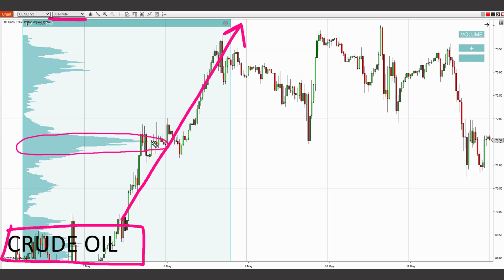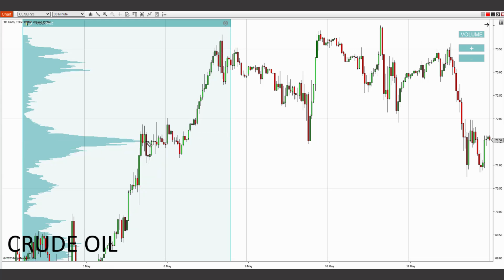Again, what you do is you draw a line from that heavy volume zone. You can do it from the beginning of that heavy volume zone. That's actually what I prefer. Or you can do it from the heaviest peak in that heavy volume zone, like here. Wait for the pullback and trade from there.